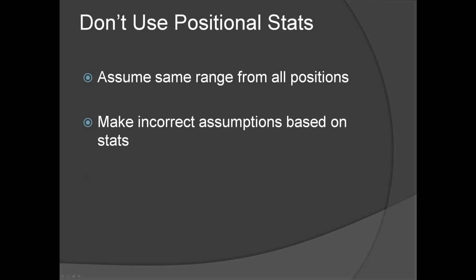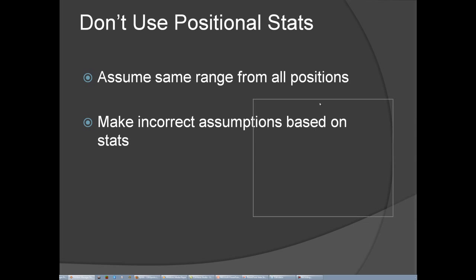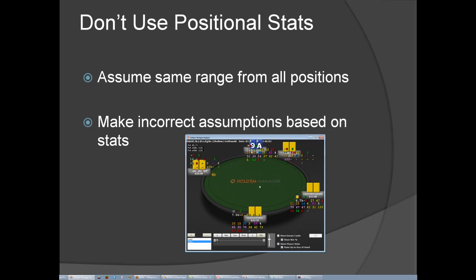The first big mistake that I see that we're going to look at is players don't use positional stats. They assume that players have the same range from all positions. Also, they make incorrect assumptions based on stats. So we're going to bring over the hand replayer here, and we're just going to take a quick look at this player here, empowered skill. We'll look at this particular player here.